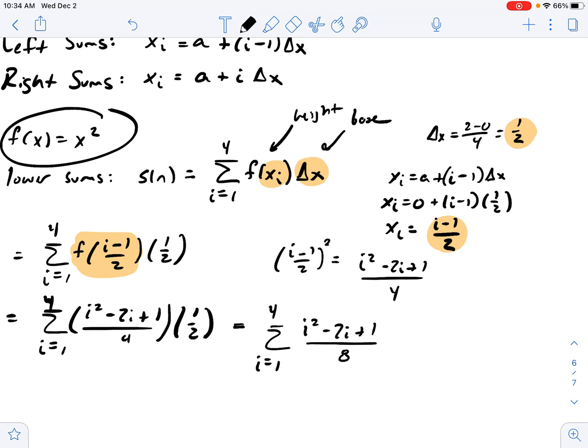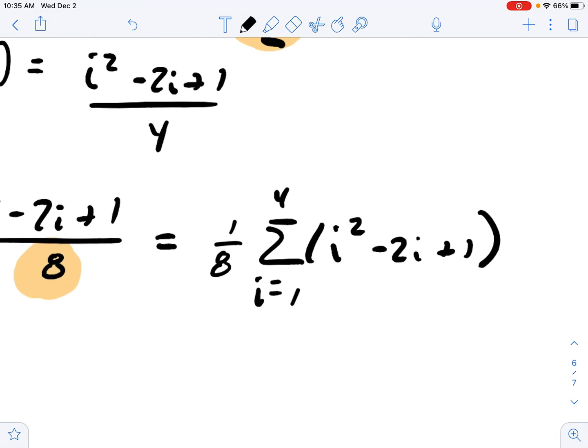And I get i squared minus 2i plus 1, all over 8. All right? And now look, the index variable is i. 1 over 8 is more or less a coefficient. So what I'm going to do is factor the 1/8 out of this thing. And now I've got 1/8 of this summation.